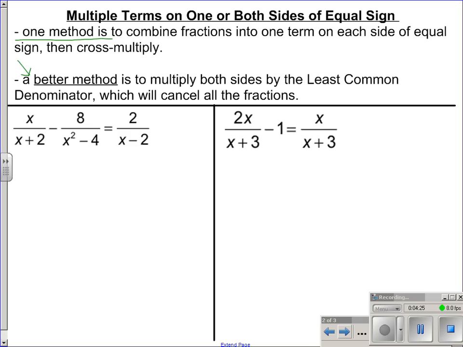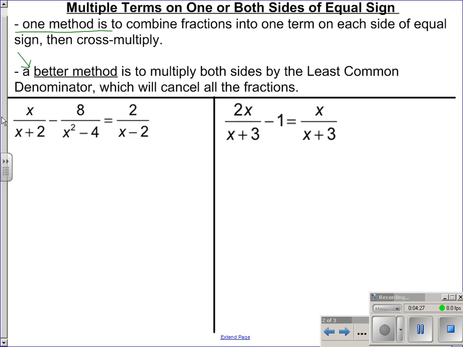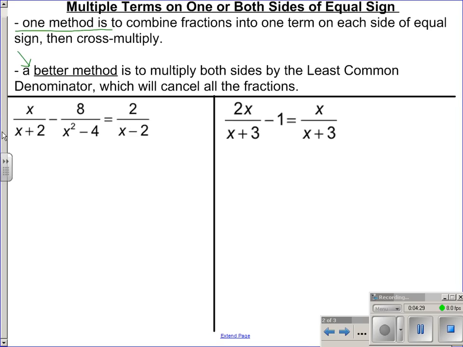So let's do this example here on the right. So to cancel out all of these fractions, this x squared minus 4, I want that squared there. This x squared minus 4, you factor, that's x plus 2, x minus 2. So if we multiply both sides of this equation, every single term, by that least common denominator, x minus 2, x plus 2, it will cancel out all these fractions.